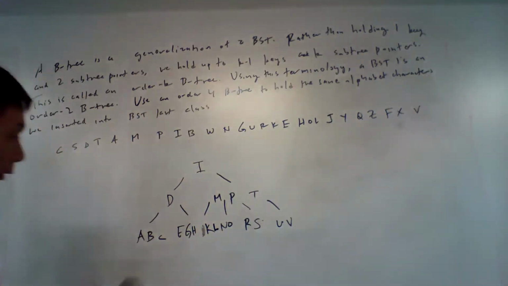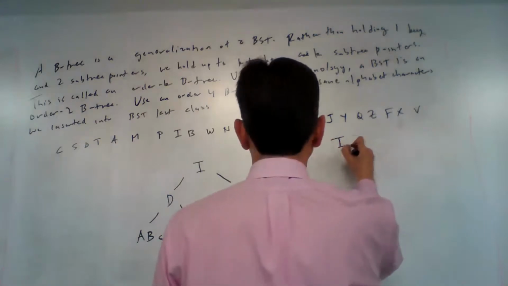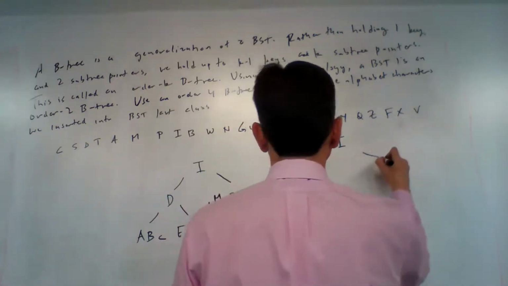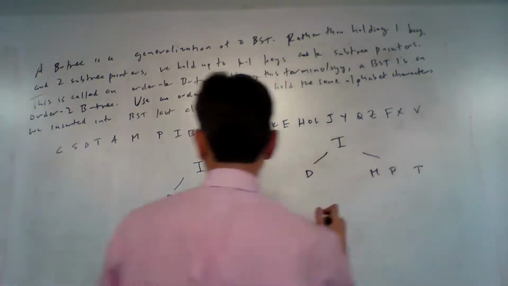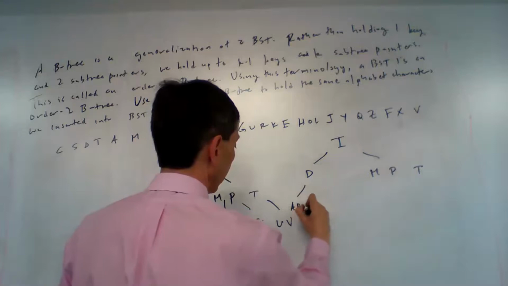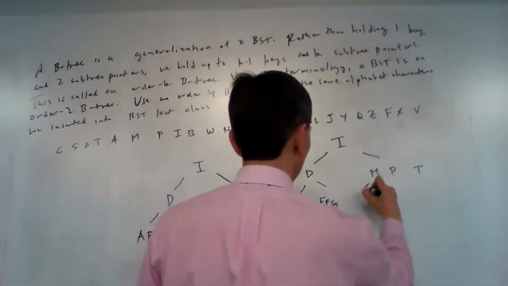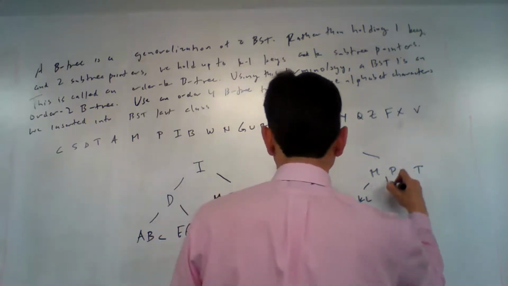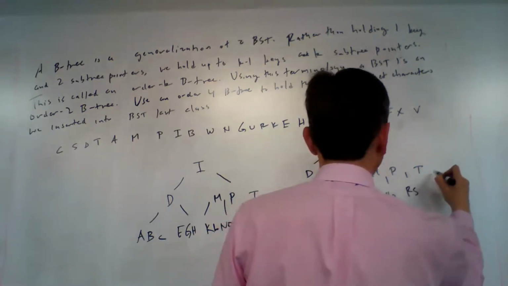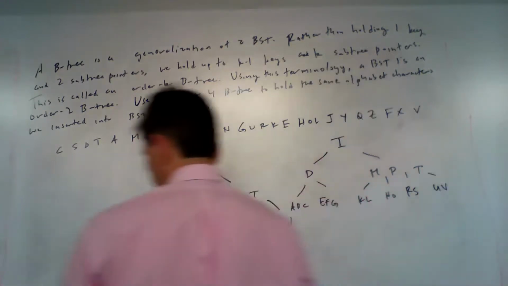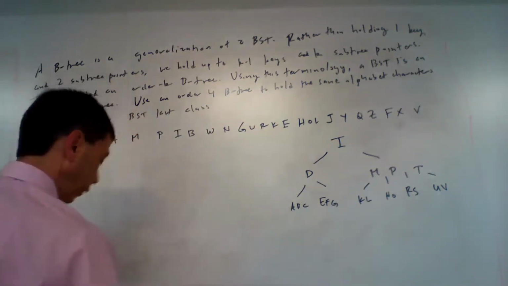and then space again. Let me rewrite this again so we've got some more space. So we've got I, D, M, P, T, and then we've got ABC, we've got EFG, and then over here we have KL, M, NO, P, RS, T, UV. Okay? So that's our current tree.